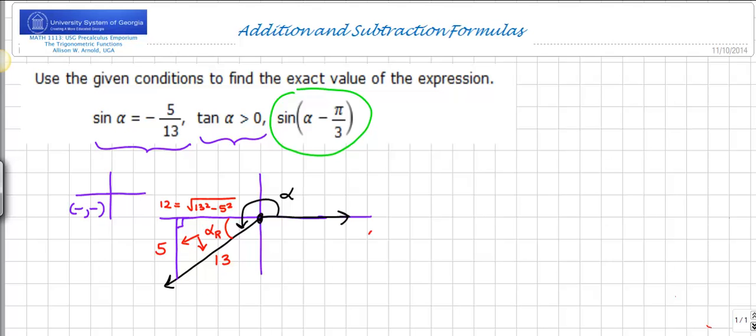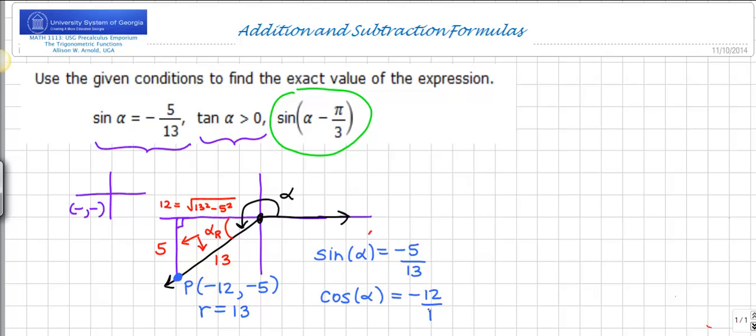The sides of the triangle, of course, are positive values for the triangle, but the point on the terminal side would be left 12 units and down 5 units with a value of r equals 13. Okay? All right, so we now know that we can say confidently we're given sine of alpha is negative 5/13. That's y over r. We can get the cosine of alpha, which is x over r.